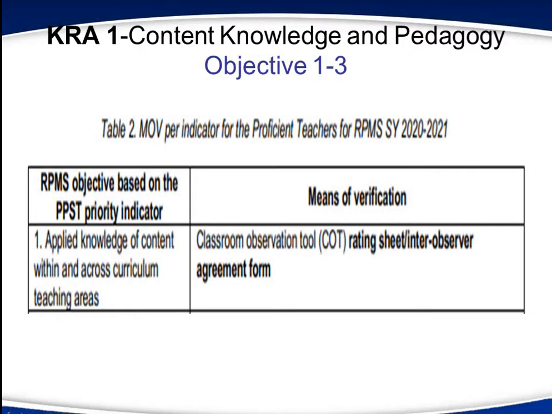To help us understand more about each objective, let's go one by one. So let's start with CRA number 1. CRA number 1 is content, knowledge, and pedagogy. Under this fall objectives 1, 2, and 3. Let's start with objective number 1. Objective number 1 is applied knowledge of content within and across curriculum teaching areas. Our means of verification is the COT, the rating sheet, or the Inter-Observer Agreement Form.